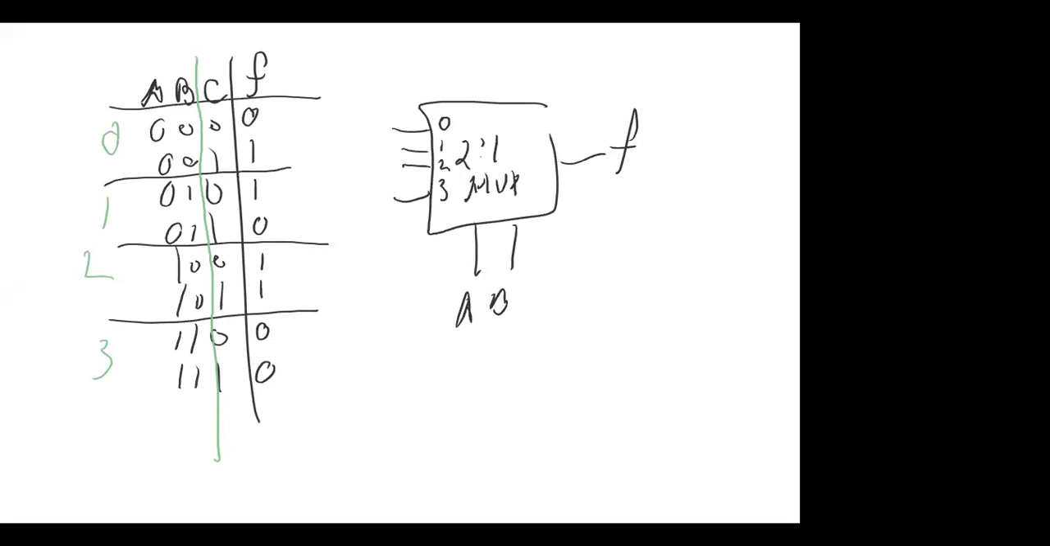So for 0 would be C. Yep, 1 would be C prime. Yep, 2 would just be 1 and 3 would just be 0. Yep. That's it. You did it. That's the whole thing. So that's a 2-to-1 multiplexer implementing a 3-variable truth table.